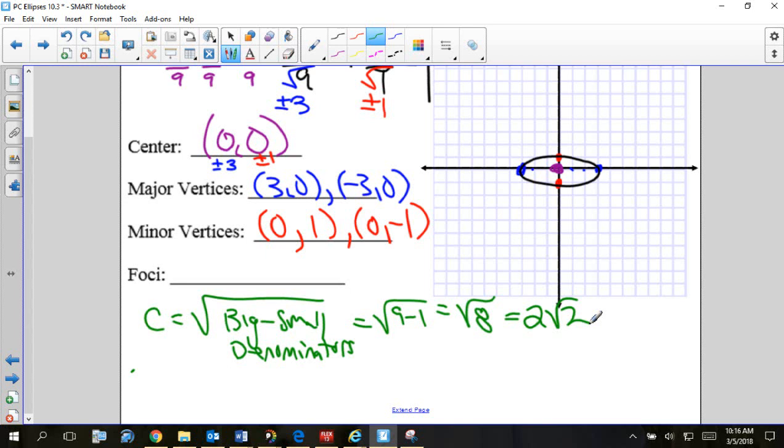Which way do I plot my foci? Horizontally or vertically? Why? Because it's the longer side. So it's the one that's longer, it's the major. To write the points, since it's horizontal, we're going to add it or subtract it to the x of the center. So I'll have 2 radical 2, 0, and negative 2 radical 2, 0. But to graph it, I might have to know what the decimal is. 2.8-ish.